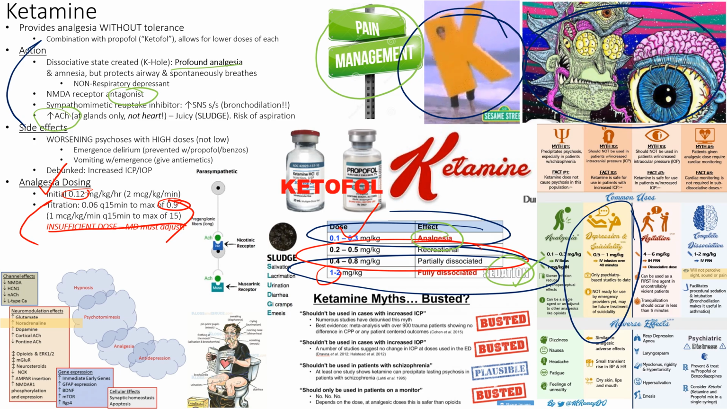And what else? It was once thought that it causes an increase in ICP and an increase in intraocular pressure, but that's completely been busted. There's no evidence that actually happens. What is plausible is that you probably should not use it with schizophrenia. They're going to get much more psychotic because of that, right? So yes, it causes a lot of acetylcholine release, and you can get vomiting once they come off ketamine.